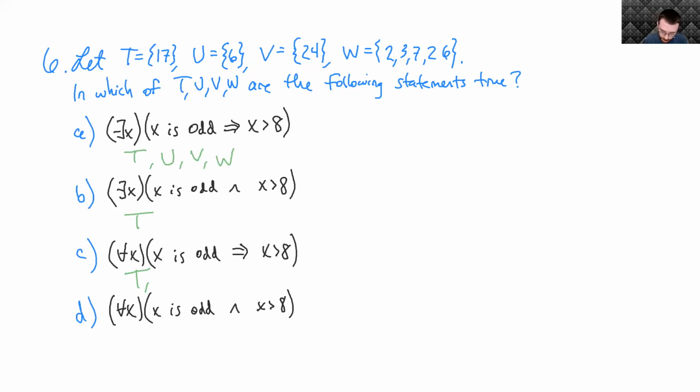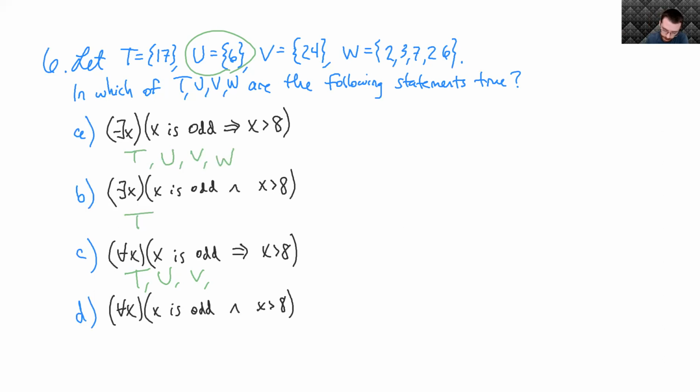How about for U? So U, the only option I have is 6. And is this a true implication for the number 6? Again, weirdly it is, because the antecedent fails to be true. 6 is not odd, but false always implies true. So there we go. U satisfies it. For the same reason V satisfies it. And then interesting question, does it work for W?